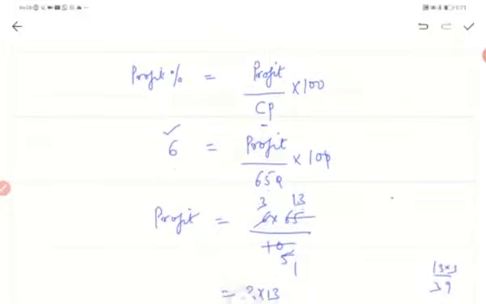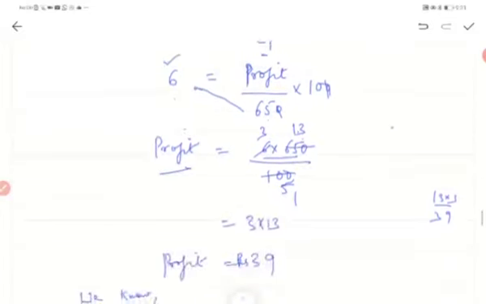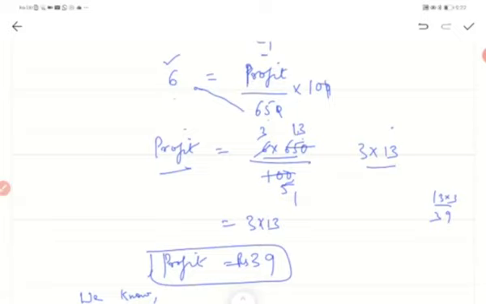Now just simplification. I want the profit, so I will take the profit on this side, and the rest I will transfer. So I will cross multiply this: 650 into 6 divided by 100. This 10 gets cancelled, so you are left with 3 into 13. So I have got the profit as 39 rupees.